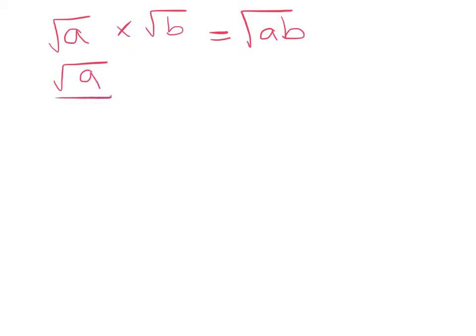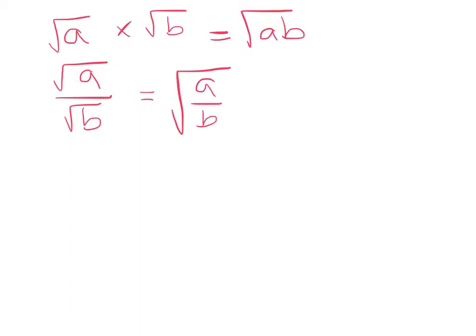Okay, here are the rules of surds, just for your notes. The square root of a times the square root of b is the same as the square root of ab. Alright? Also, the square root of a divided by the square root of b can also be expressed as the square root of a divided by b.